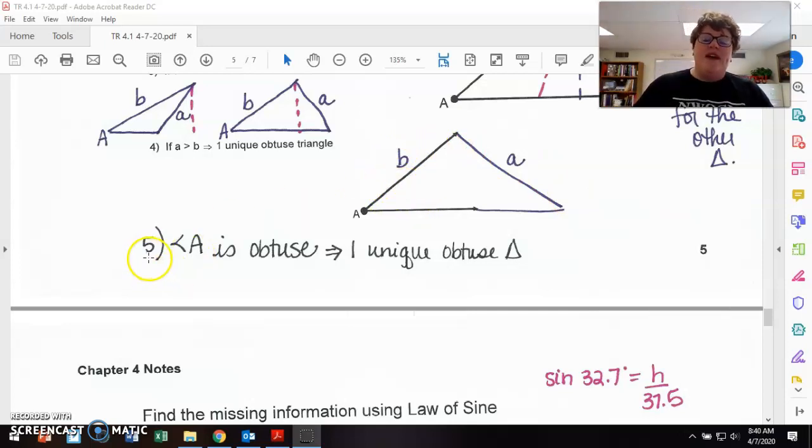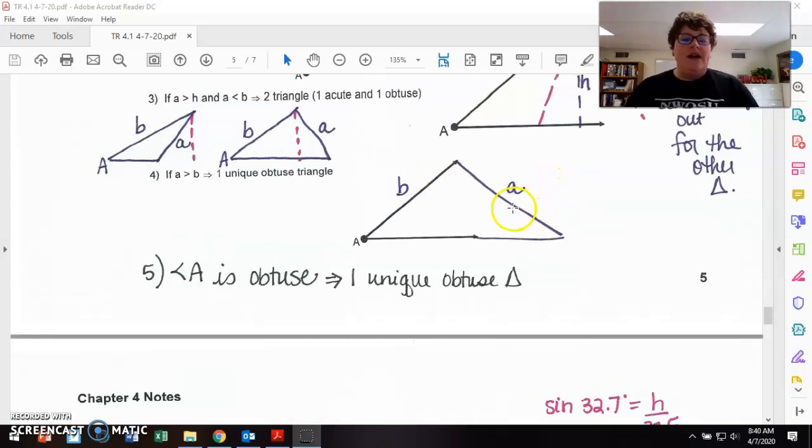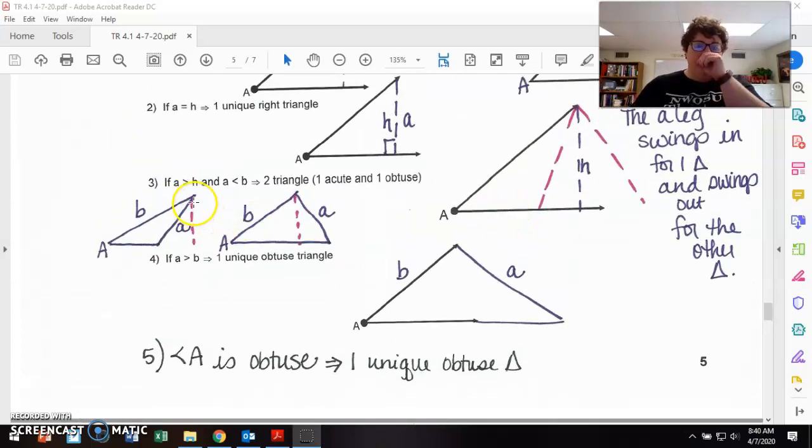And I put number 5 in there is if you're given an angle that's obtuse. If you're given an angle that's obtuse, that means you're going to have 1 unique obtuse triangle. And this kind of reflects back to number 4, because if your angle is obtuse, that means A is going to be your longest side, and A is always going to be greater than B then. So if we go back up to number 3, if A is greater than H, but less than B, you're going to get 2 triangles.